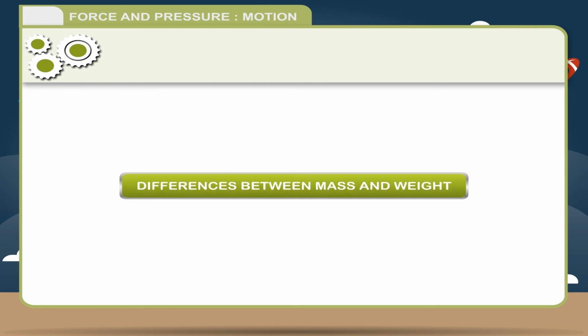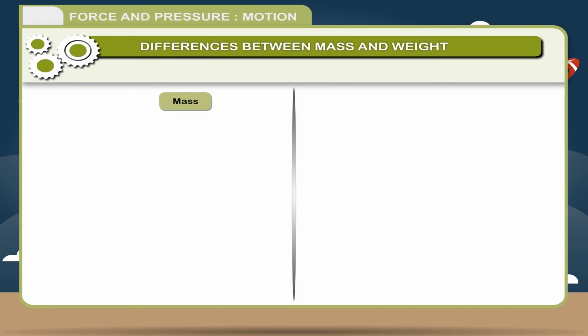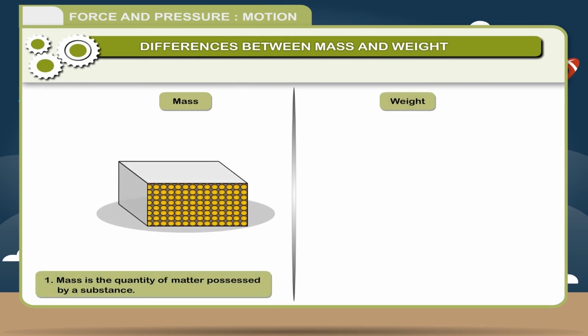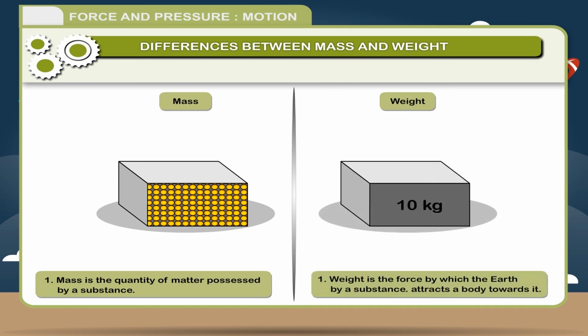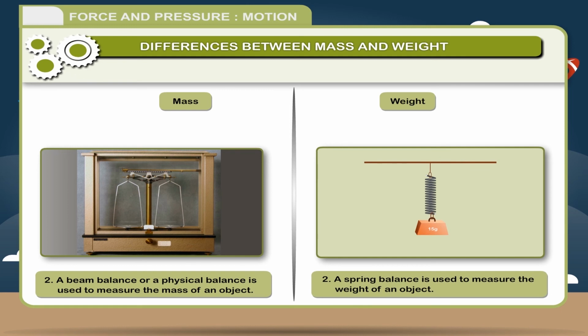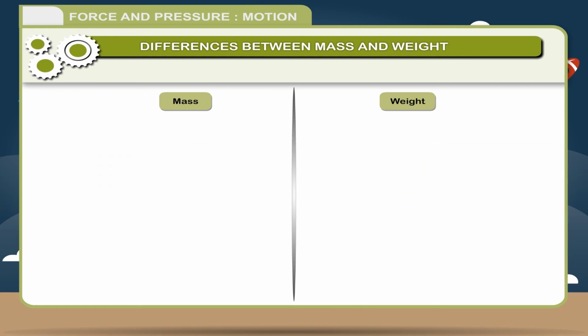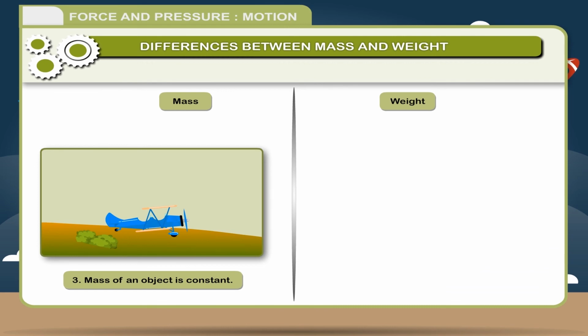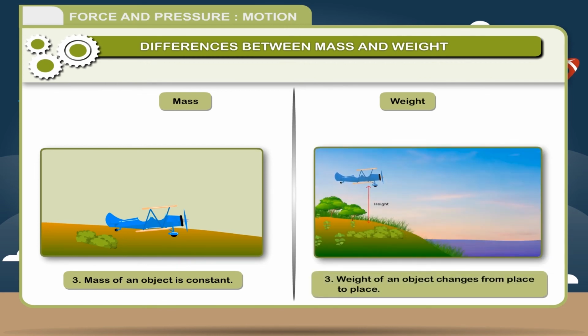Differences between weight and mass. Mass, weight. 1. Mass is the quantity of matter possessed by a substance. Weight is the force by which the earth attracts the body towards it. 2. A beam balance or a physical balance is used to measure the mass of an object. A spring balance is used to measure the weight of an object. 3. Mass of an object is constant. Weight of an object changes from place to place.